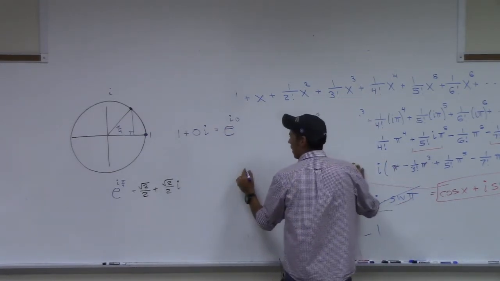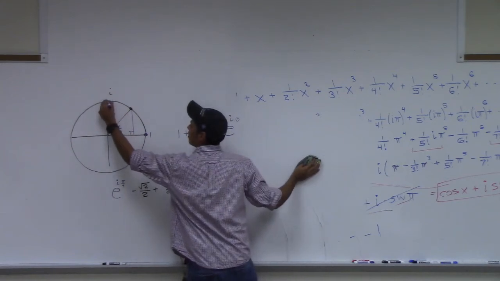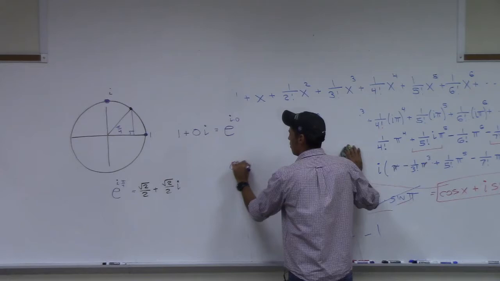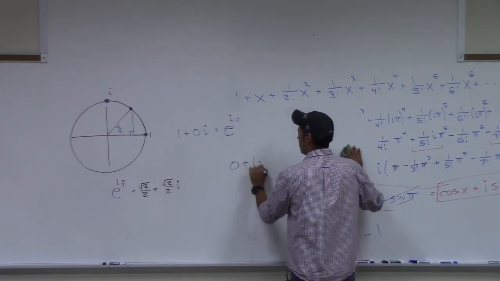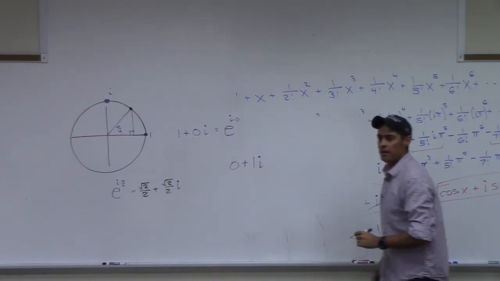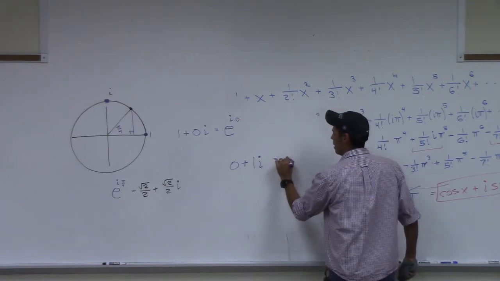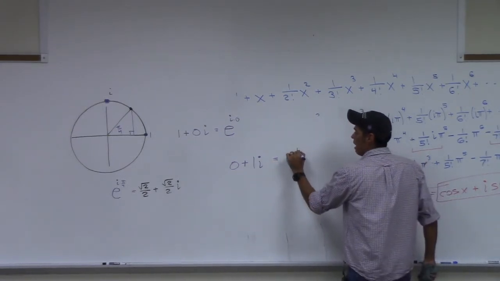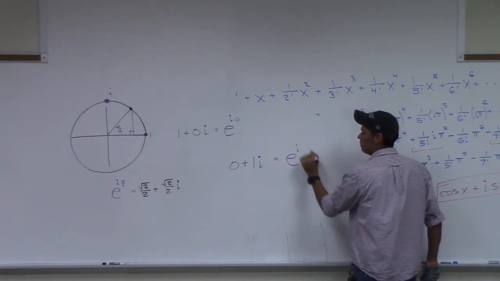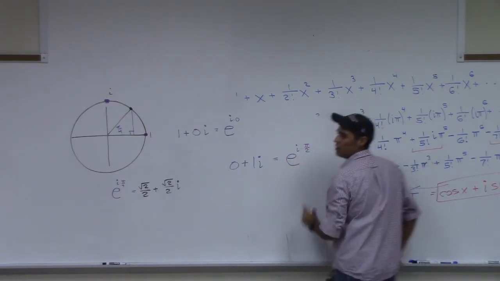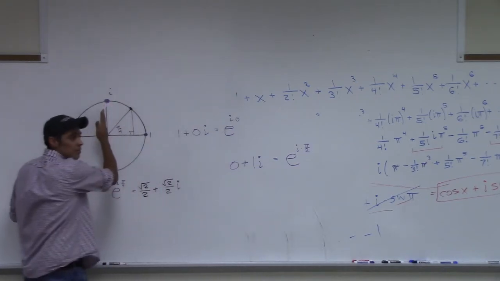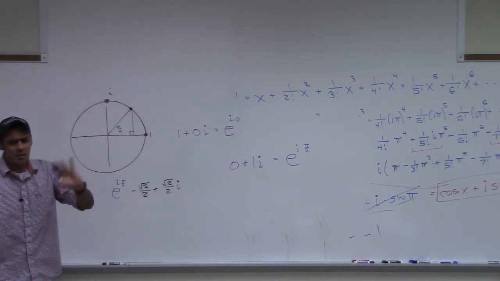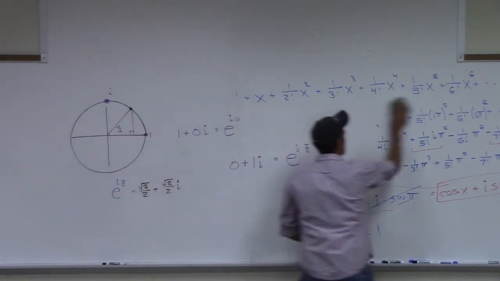Here we go. What about this number? What's that number written in its complex form? 0 plus 1i, right? What's that written with the e? e to the i times pi over 2, because the angle here is pi over 2, right? If you're following this, great. If you're not, don't worry about it. We're going to move on in a minute.